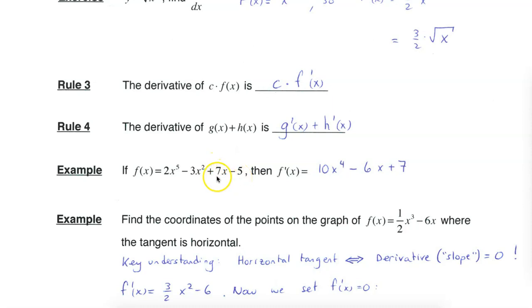But anyway, you can also use the power rule and figure out that for 7x, the derivative is 7. And then negative 5, that's a constant, so the derivative is 0, as we saw earlier. So you put all of these individual derivatives together, 10x to the 4 minus 6x plus 7 minus 0 if you want, and you have the answer.